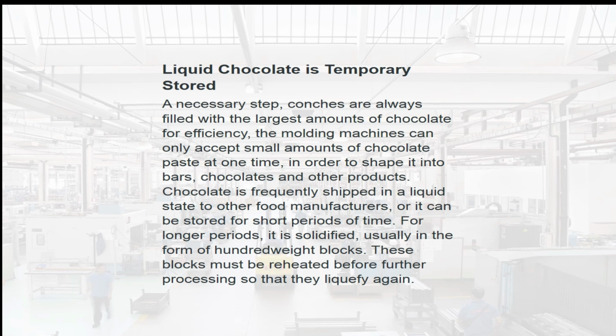Chocolate is frequently shipped in a liquid state to other food manufacturers, or it can be stored for short periods of time. For longer periods, it is solidified, usually in the form of 100-weight blocks. These blocks must be reheated before further processing so that they liquefy again.